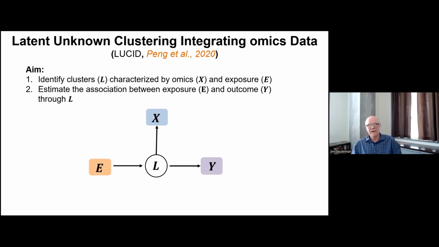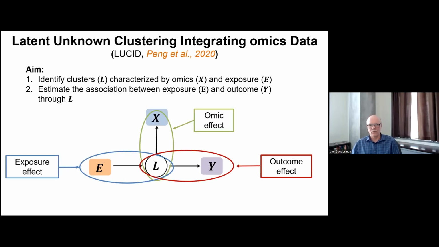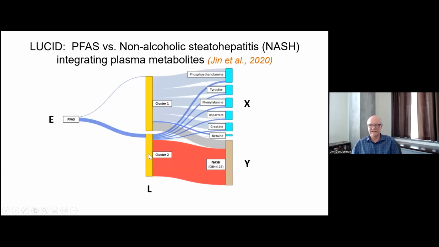We've been doing work here about trying to integrate it into one single model, an approach called Lucid, where we're trying to put it all into one analysis and get nice pictures like this, where we can have some exposure, some biomarkers that are measured, some outcome that's measured, and then try to estimate unknown clusters that help link the exposure to both the biomarkers and to the outcome.